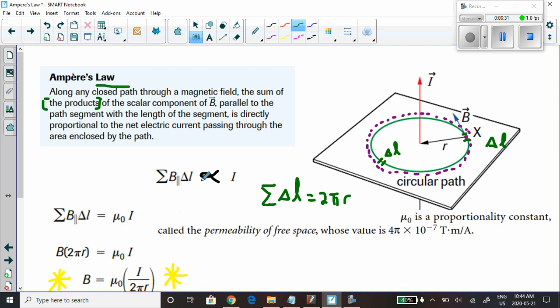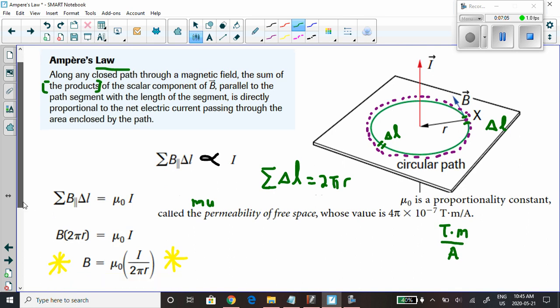And in order to change it from a proportionality to a full-blown equation, a constant is needed. And this constant is the Greek letter mu, which is their version of m, mu, okay, mu, not meow, that's what a cat says, mu, and it is called the permeability of free space. And here's how much it is. 4 pi times 10 to the negative 7 Tesla meters per ampere.